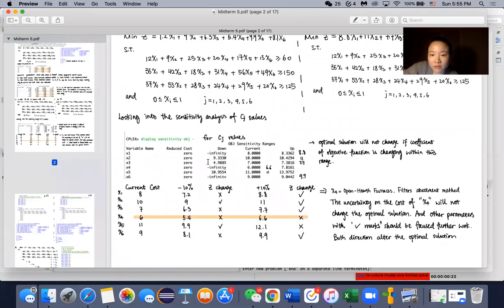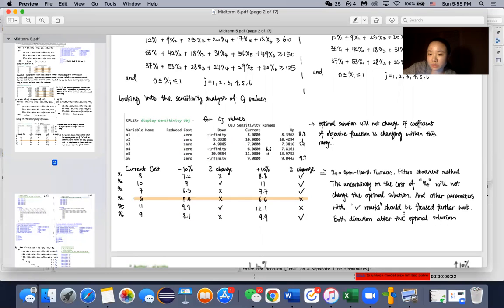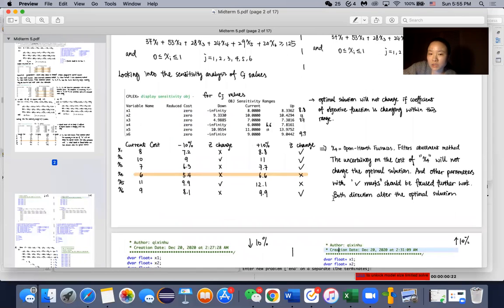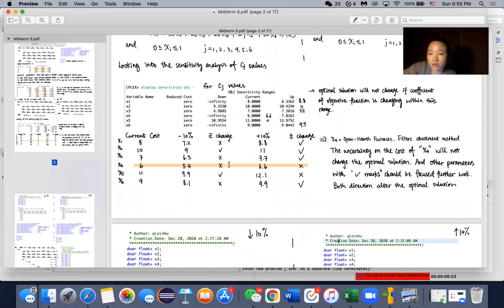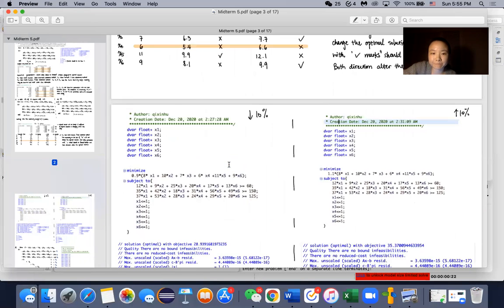Then I get the sensitivity table from part A, and I found that for all parameters except x4, any change in them will change the optimal solution. So the check mark means that it will alter the optimal solution.